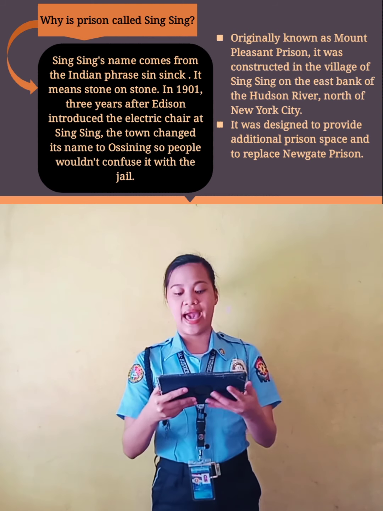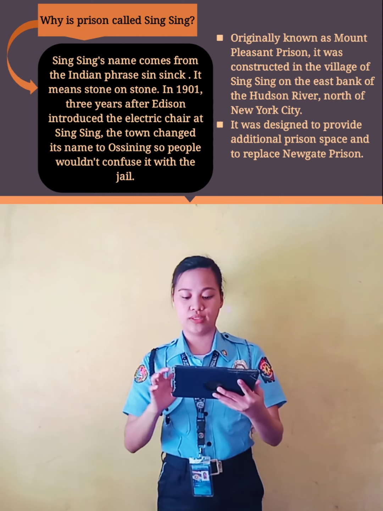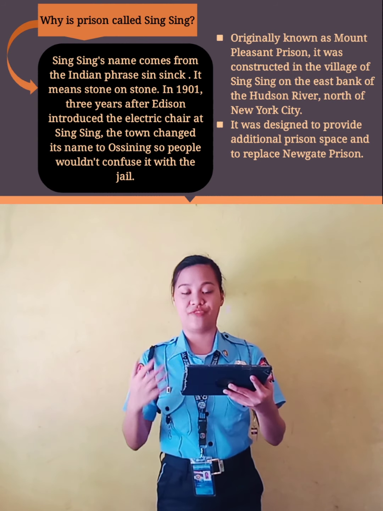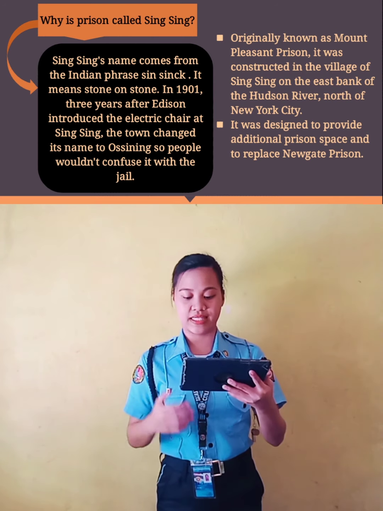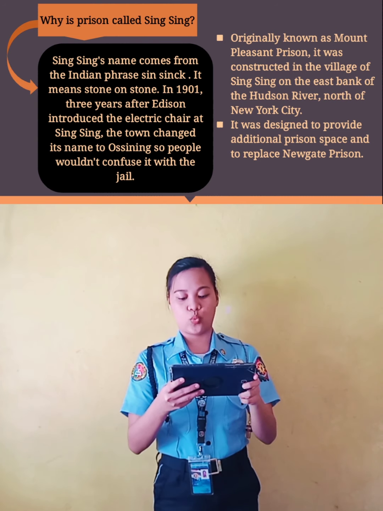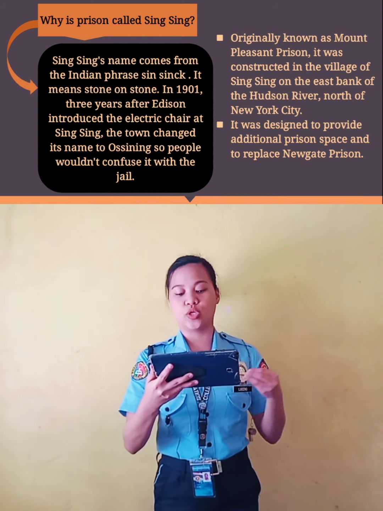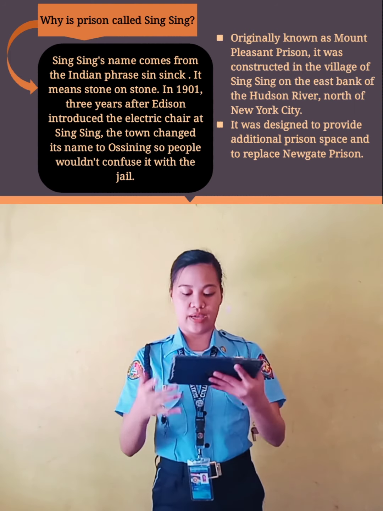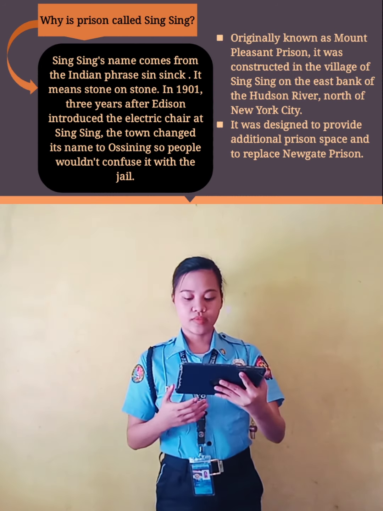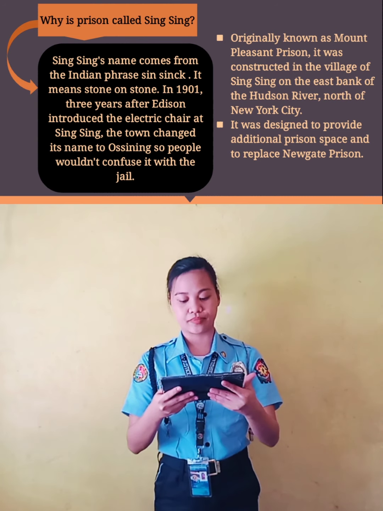It was originally known as Mount Pleasant Prison. It was constructed in the village of Sing Sing on the east bank of the Hudson River, north of New York City. It was designed to provide additional prison space so that it could replace Newgate Prison.